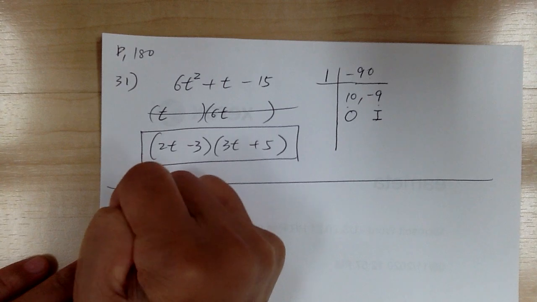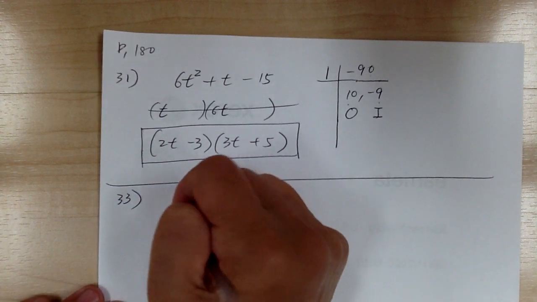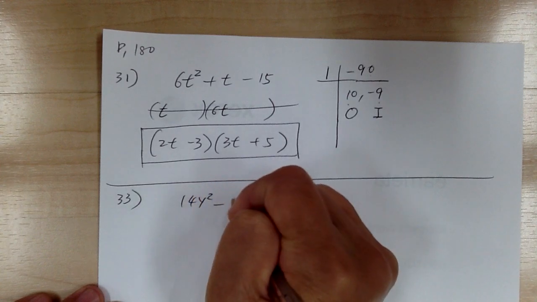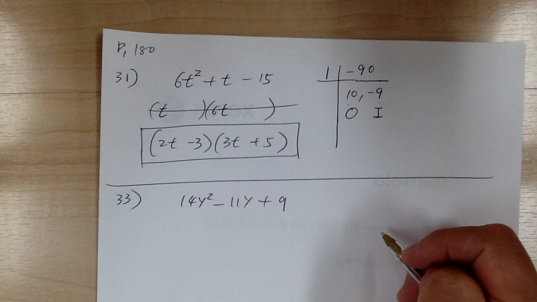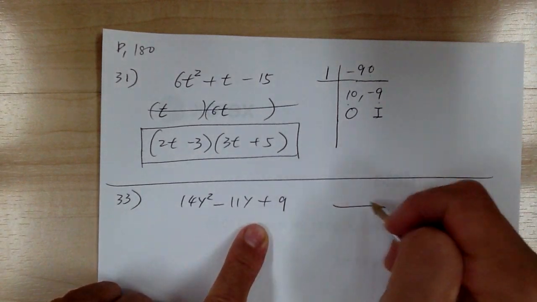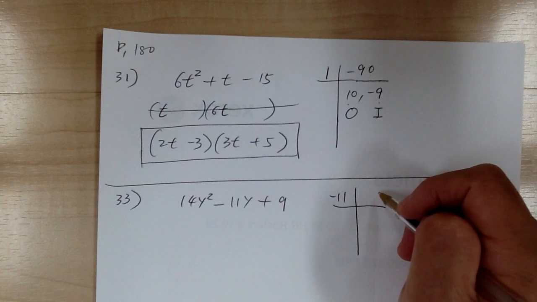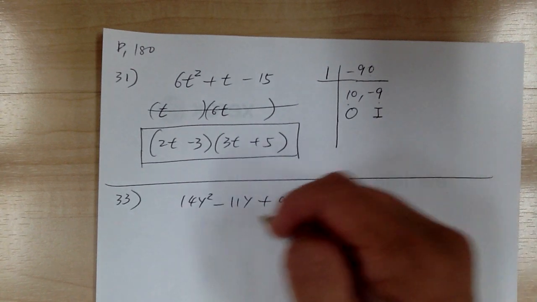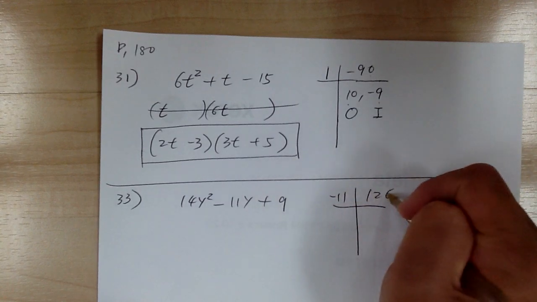Okay, let's go to 33. Okay, you got 14y squared minus 11y plus 9. So go through the steps. Okay, so step 4, master product. So -11, and this one you can use calculator. So 14 times 9. Okay, 126.